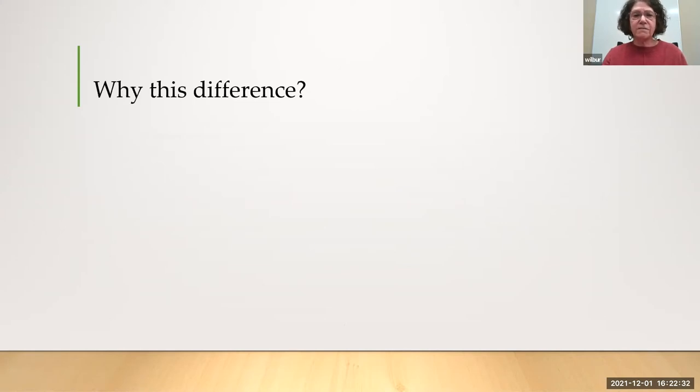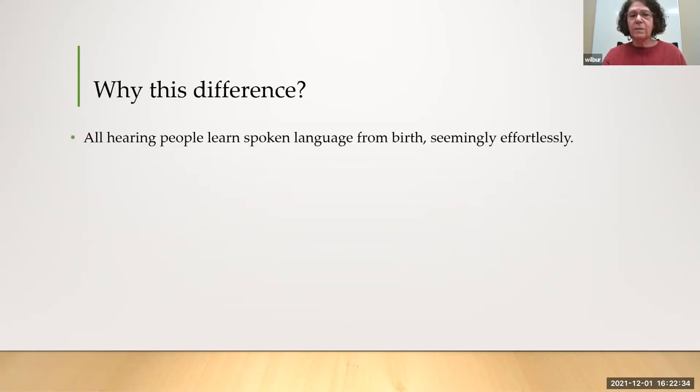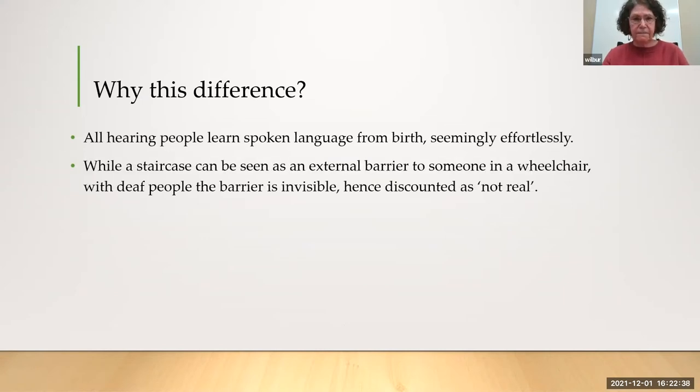So why is there this difference? Well, all hearing people learn spoken language from birth, seemingly effortlessly. And while a staircase can be seen as an external barrier to someone in a wheelchair, with deaf people, the barrier is invisible, and it's often discounted as not real.